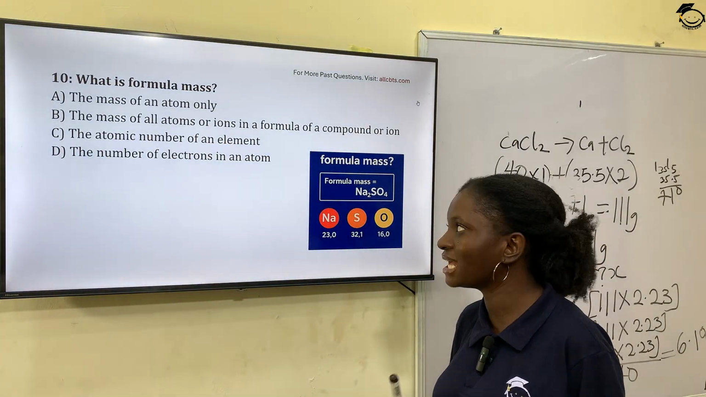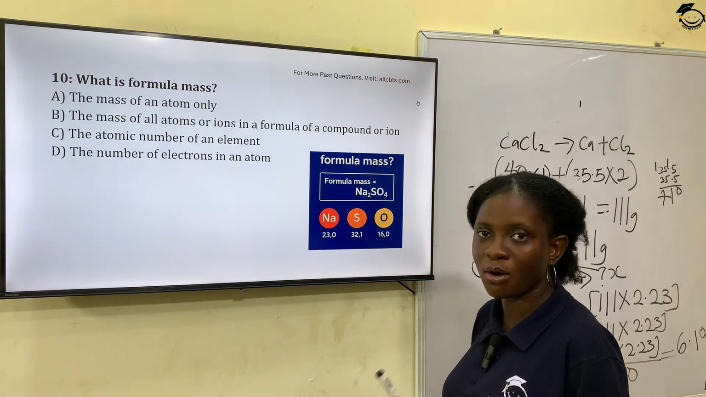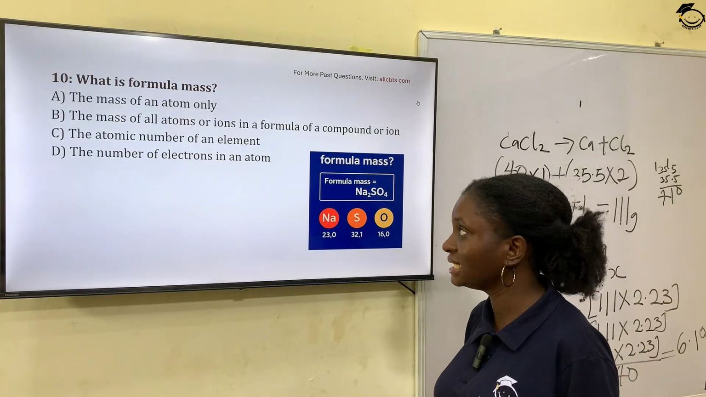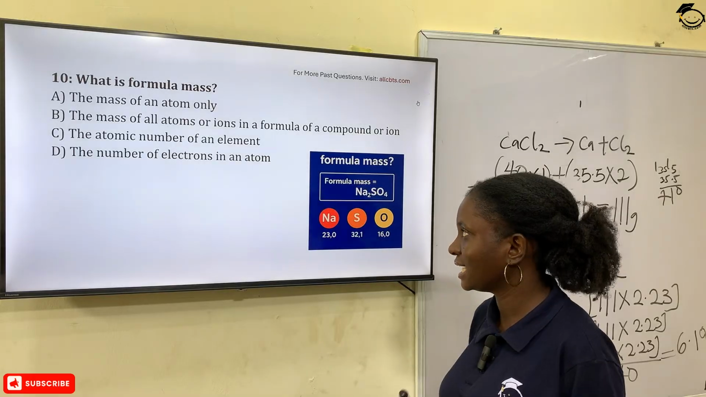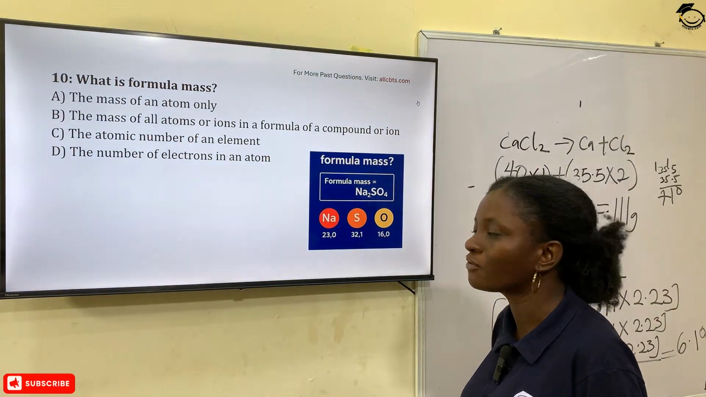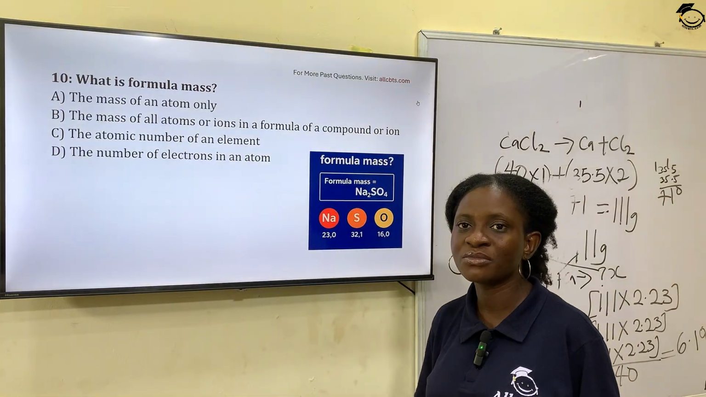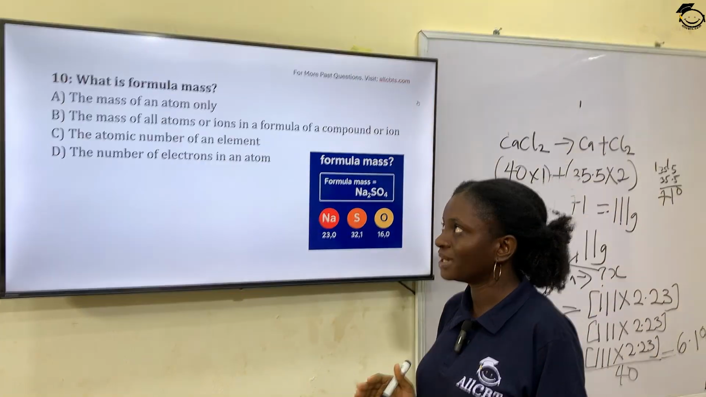So option A, the mass of an atom only. Option B, the mass of all atoms or ions in a formula of a compound. Option C, the atomic number of an element. Option D, the number of electrons in an atom. So the correct answer is the mass of all atoms in a formula of a compound. Option B is the correct answer.